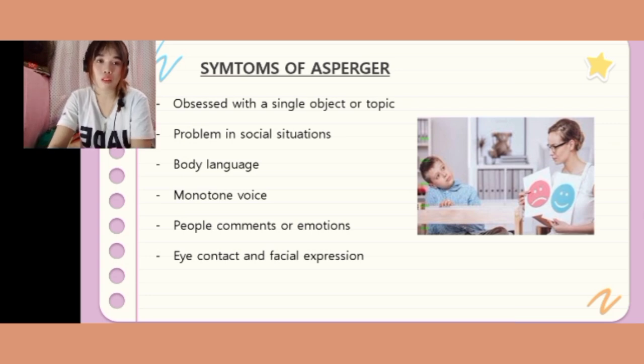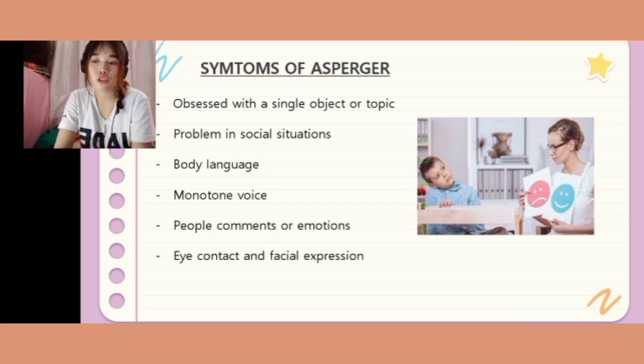And next we have body language. When a child communicates, they express feelings through facial expressions or movements of their body. And next we have monotone voice. For children who have this, their voice does not vary at all in tone or loudness, and it is not interesting to listen to. So that's what we call monotone voice. People don't want to listen to someone who tries to speak with them in a monotone voice, and there are few comments or emotions, eye contact, and facial expressions.